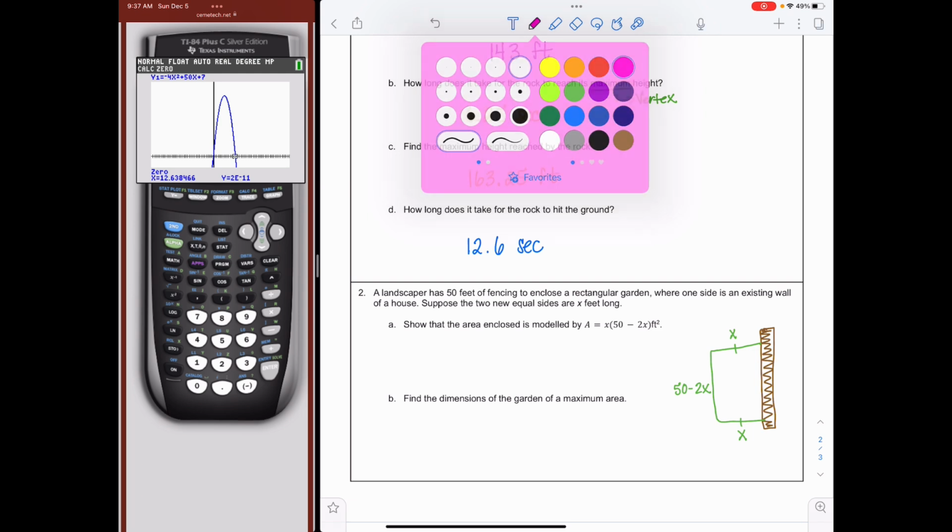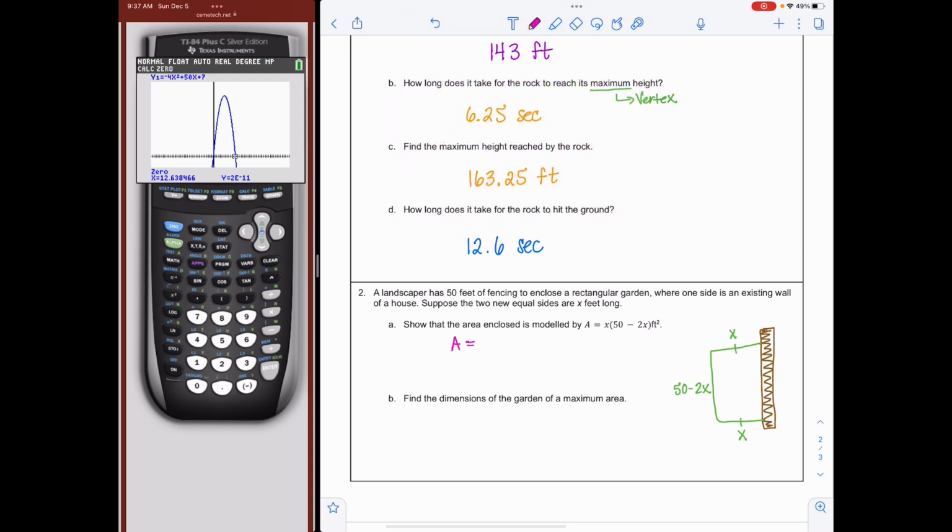Well, we already know that the formula for area is equal to length times width. So the length of this rectangular garden is going to be 50 minus 2x, and the width of the garden is just going to be x. So 50 minus 2x times x is the same thing as x times 50 minus 2x, just in the reverse order. So that is how I can show that, by the work that I showed in the picture.